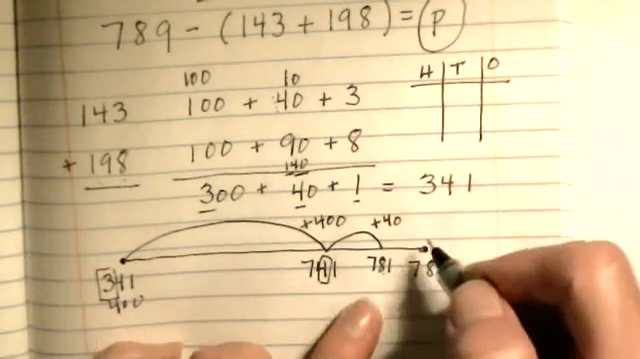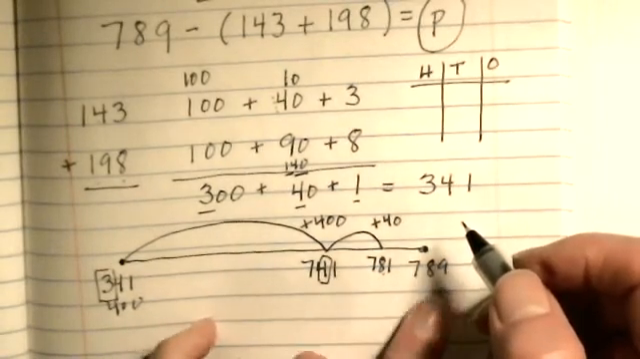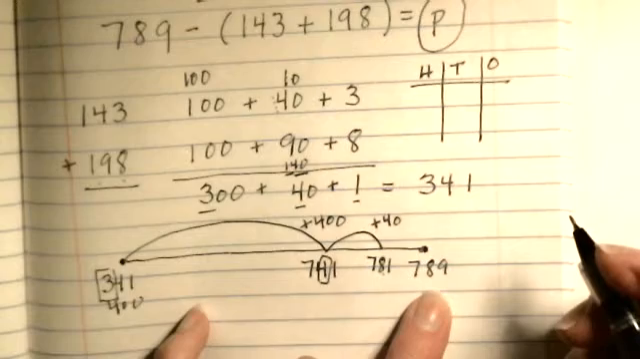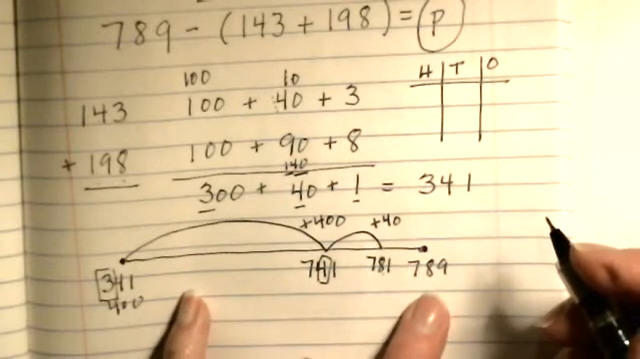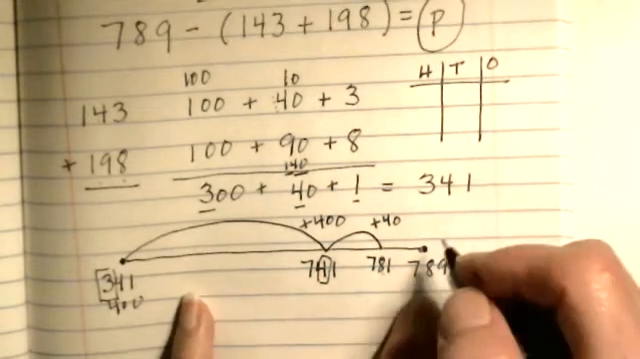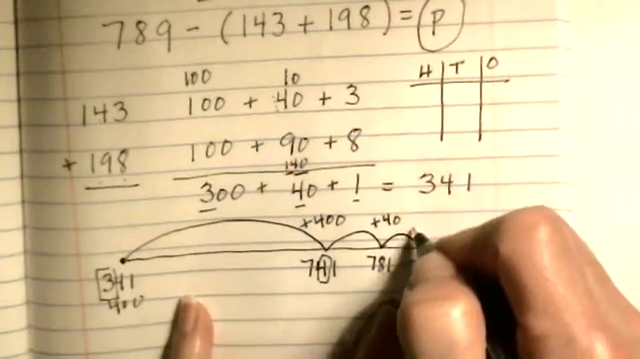Now I'm at 781. How many ones? What do I add to get to 789? 1 plus what is 9? That's right, so I'm going to add 8.